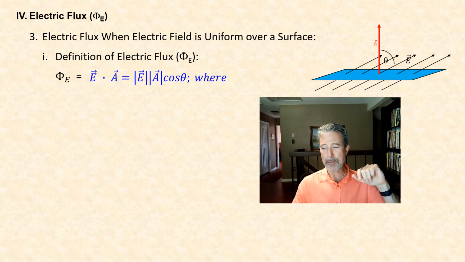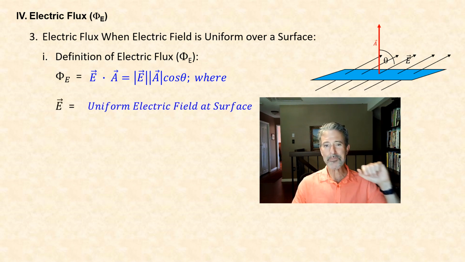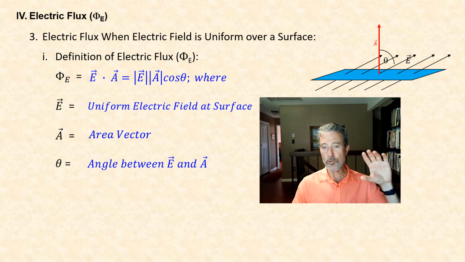And by definition of the dot product, when we take the dot operation of these two vectors, this one form of vector multiplication, it is equal to the magnitude of the first vector, in this case the electric field vector, times the magnitude of the second vector, that would represent the area of the surface, times the cosine of the angle between these two vectors. So here, just to be very clear, E represents the uniform electric field at the surface, A the area vector, which we've defined previously, theta the angle between these two vectors, E and A.